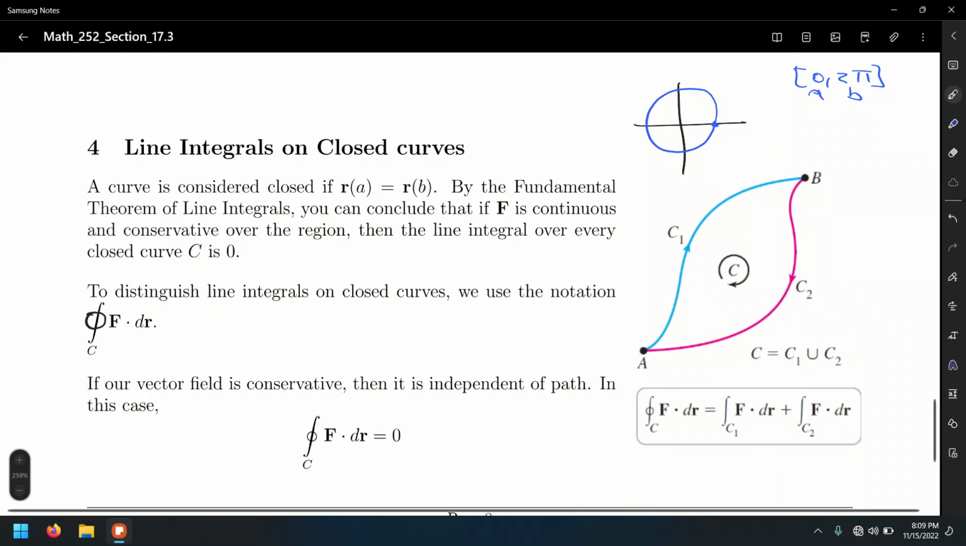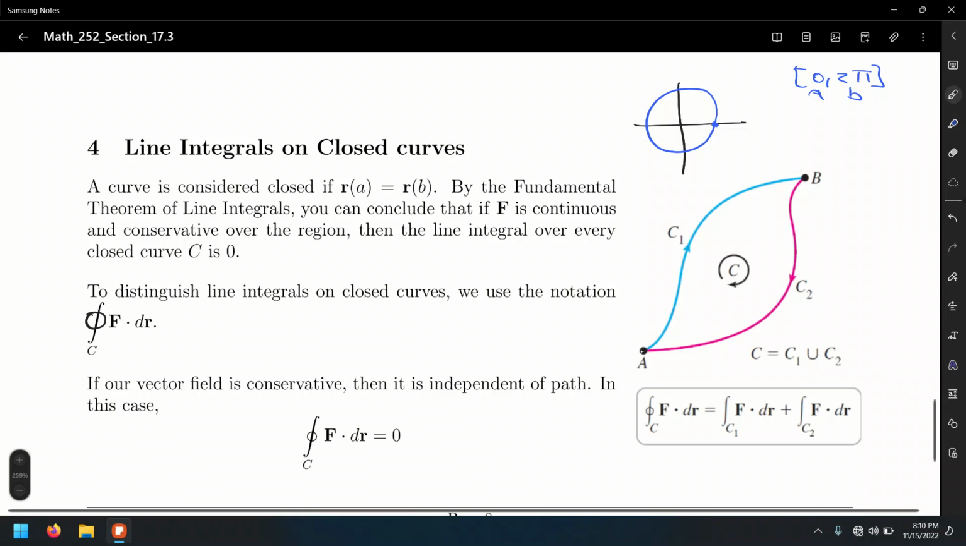It could be something else. And so what happens when our vector field is conservative? If the vector field is conservative, then the integral is independent of the path, and in this situation, the integral going around the whole cyclic process is just going to add up to 0. Here is a picture of what we mean by that.